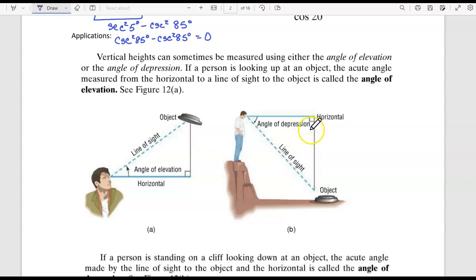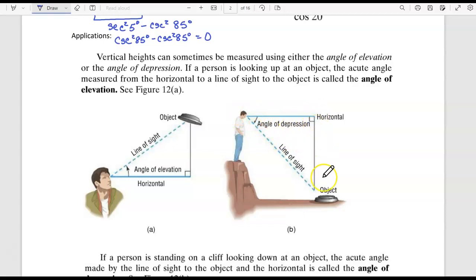So maybe we're looking down at something that's on the floor, or we're standing on a cliff like the Grand Canyon, and we're looking down at a spot on the river. So the horizontal would be if we're looking forward. We could drop a perpendicular line to the object. So there's my triangle that I'm building. And then the angle of depression is from the horizontal, if I were looking straight ahead, down to the object.